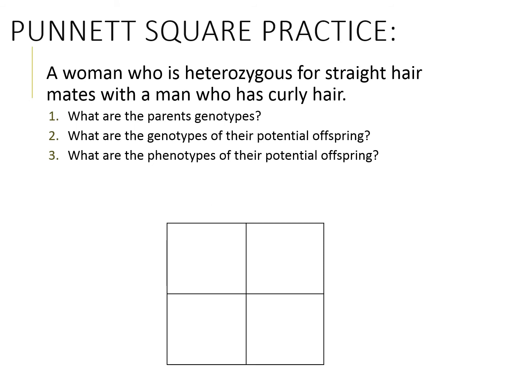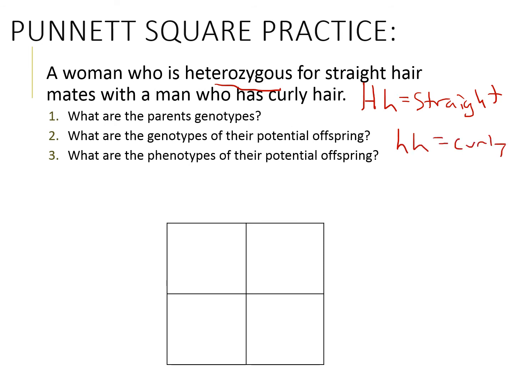Here's a practice problem. So why don't you pause the video and see if you can work through this. So pause it now. If you didn't pause it, all right, now I'm going to work through it for you. So a woman who is heterozygous for straight hair mates with a man who has curly hair. So big H, little h is heterozygous for straight hair. So that means straight hair mates with a man who has curly hair. So little h, curly.